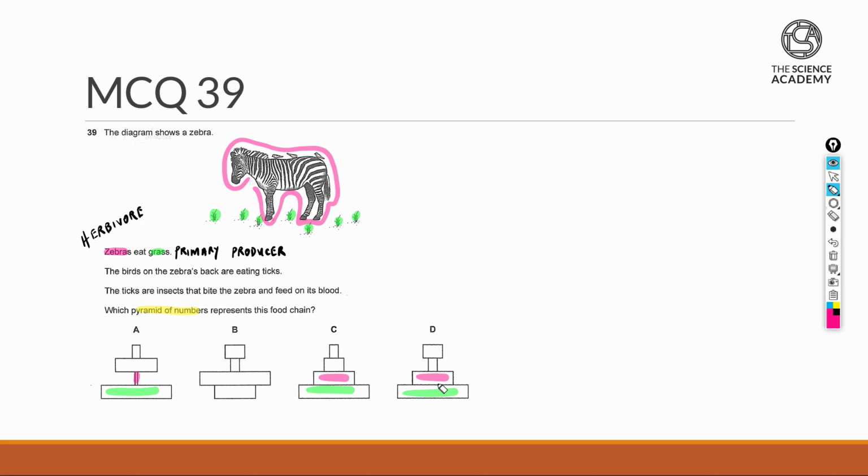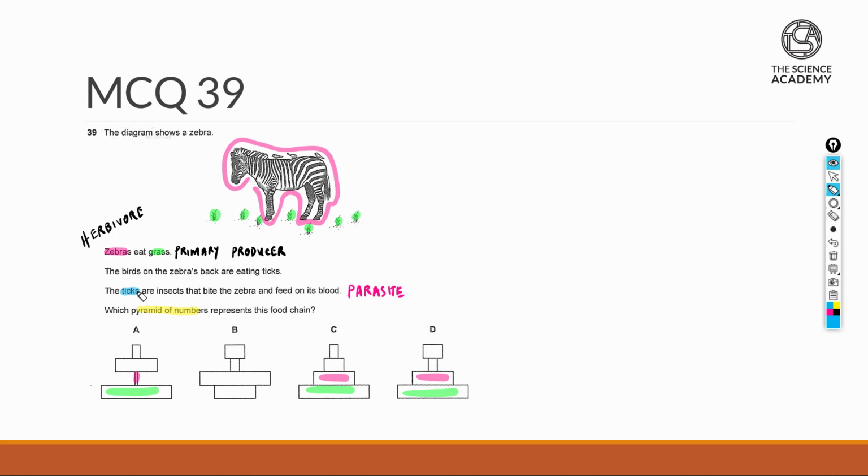Now the birds on the zebra's back are eating the ticks, and the ticks are insects that bite the zebra and feed on its blood. The ticks here could be seen in the capacity of a parasite. A parasite has to come in a large number. Right, so just to clear this up a little bit, let's represent ticks in blue color.